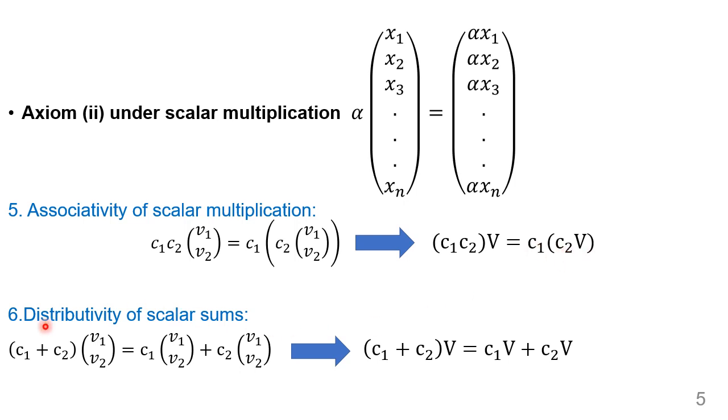We have the next axiom under scalar multiplication, which is known as distributivity of scalar sums. I have taken two constants here, c1 and c2. So c1 plus c2 multiplied with the vector space v gives us c1 into vector space v plus c2 into vector space v. In general, I can write it as c1 plus c2 into v is equal to c1 into v plus c2 into v.